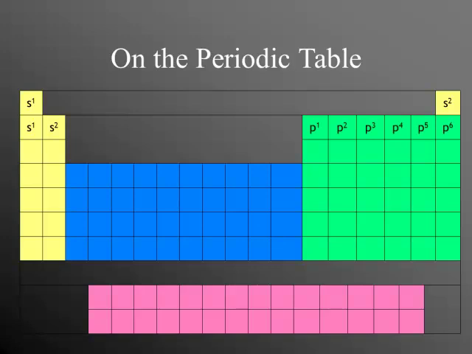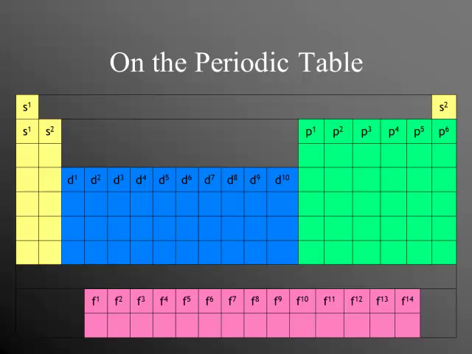The 6 columns on the right-hand side of the periodic table constitute the P block of the periodic table. All these elements have their last electrons in a P sublevel. Likewise, the middle transition metal section is the D block, and the inner transition metals are called the F block.